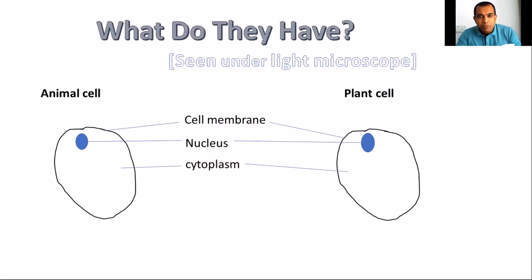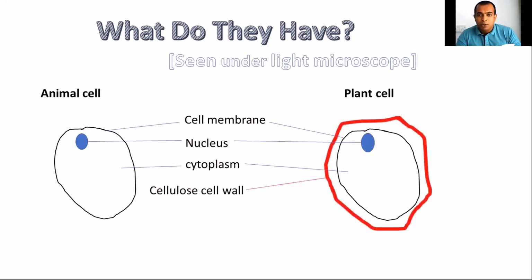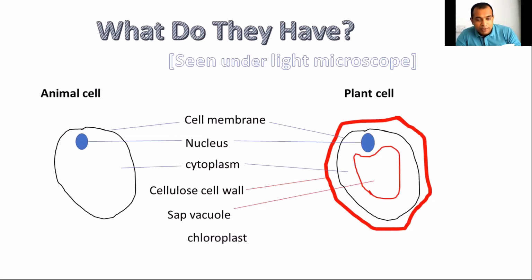So what are those three more structures, additional to these, which are only seen in the plant cell? First one is the cellulose cell wall, outermost, and then the sap vacuole in the middle of the cell, and chloroplasts which are present in the cytoplasm.